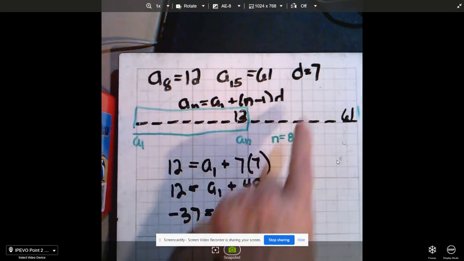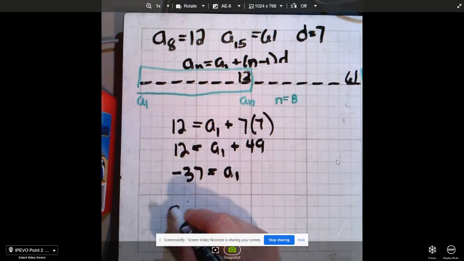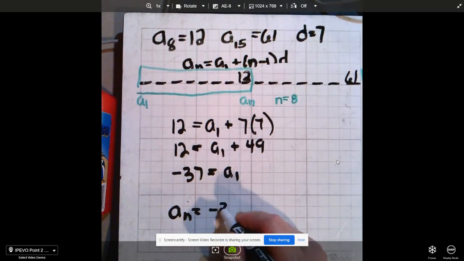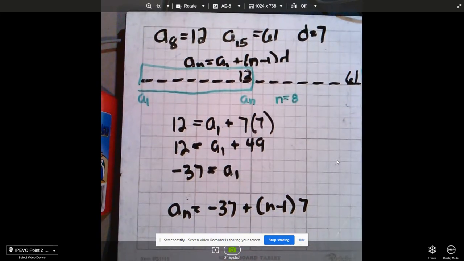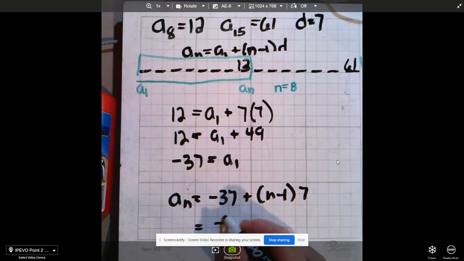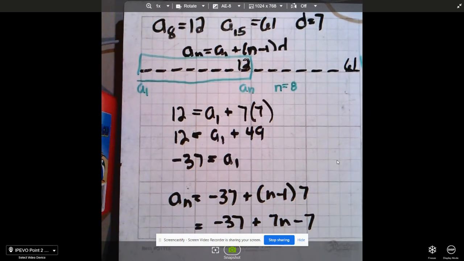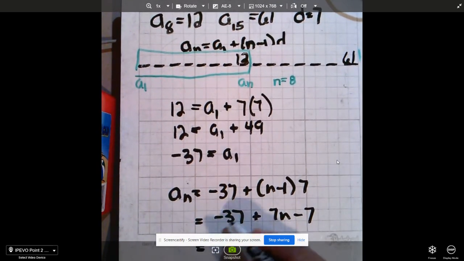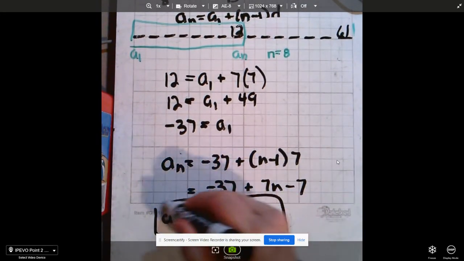So now I have A1 and I have D. So now I can go ahead and write my rule. My rule is AN equals negative 37 plus N minus 1 times 7. Well, I'm not going to leave it like that. I can simplify this equation. So minus 37 plus 7N minus 7. And then I can combine my like terms and I can say 7N minus 44. Whoops, you can't see that. There you go. And then this here would be my rule.